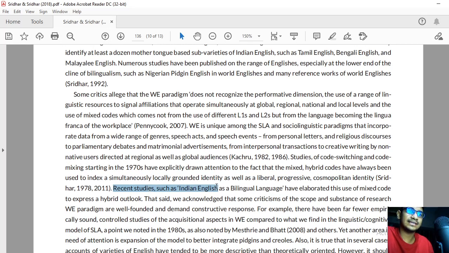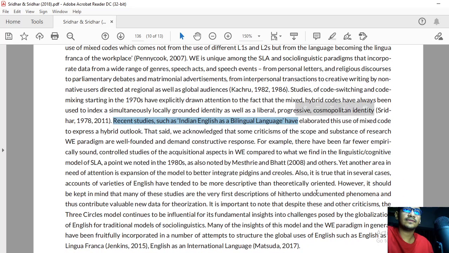Recent studies such as Indian English as a bilingual language have elaborated this use of mixed code to express a hybrid outlook. That said, we acknowledge that some criticisms of the scope and substance of research in the World Englishes paradigm are well founded and demand constructive response. For example, there have been far fewer empirically sound controlled studies of the acquisitional aspects in World Englishes compared to what we find in the linguistic cognitive model of SLA, a point we noted in the 1980s, as also noted by Mesthrie and Bhatt 2008 and others.